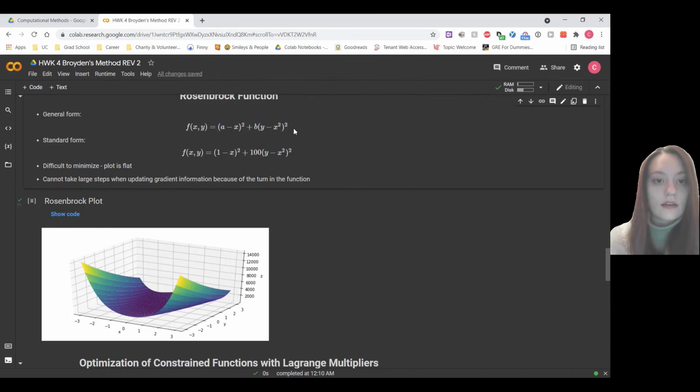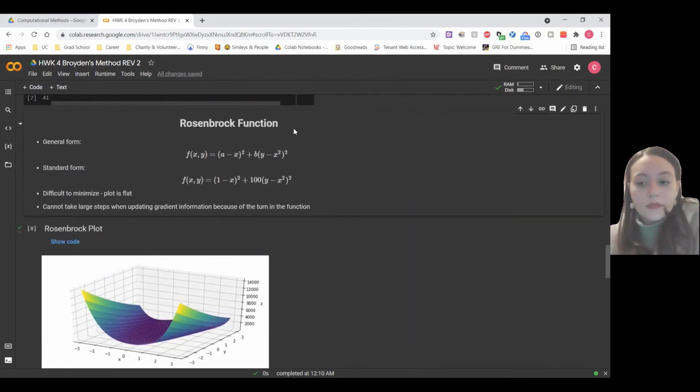So the standard form of it I have written out here. f(x,y) is (a minus x) squared plus b times (y minus x squared) squared. An interesting thing to note here about this function is that we're looking at a multivariable function. So it's not just a function of f of x, but rather a function of x and y. So we can apply Broyden's method to multivariable optimization, which we'll show in a second. The standard form of the Rosenbrock function is using a equals 1 and b equals 100.